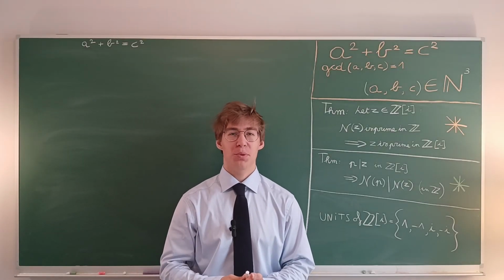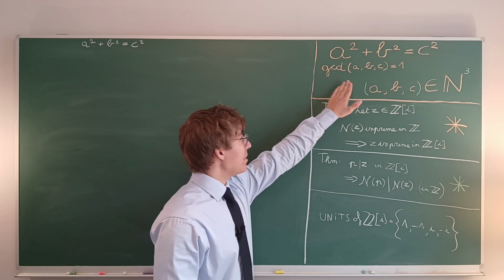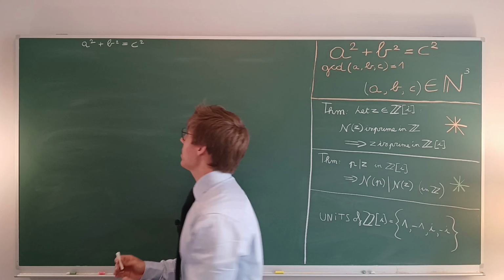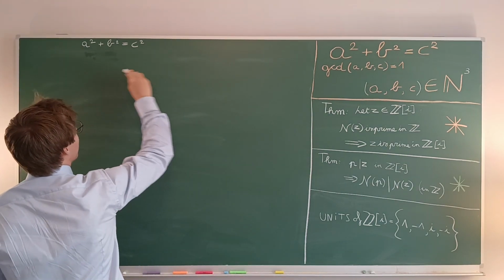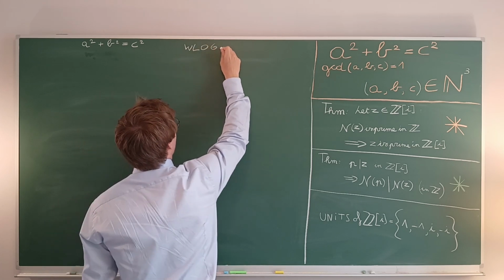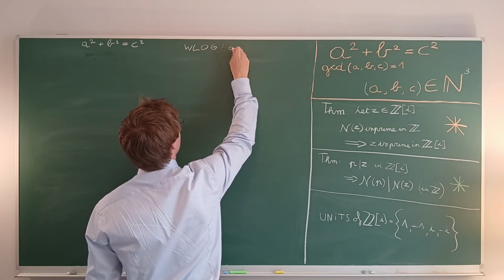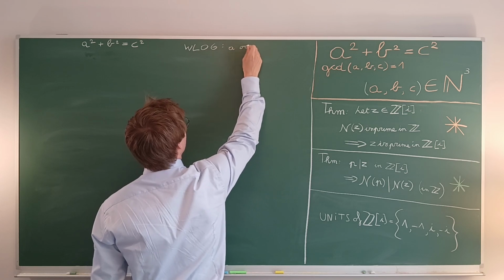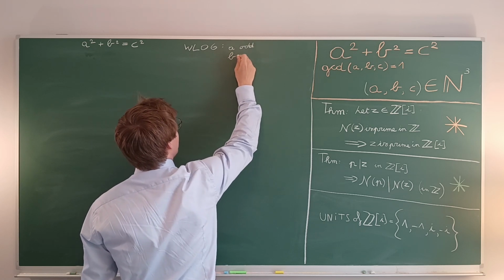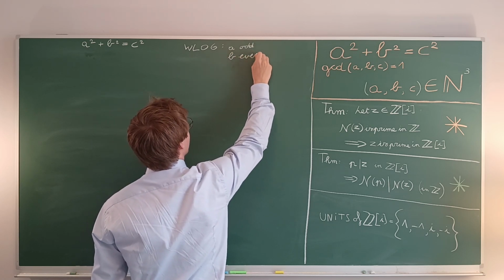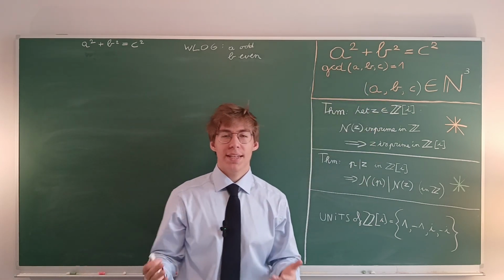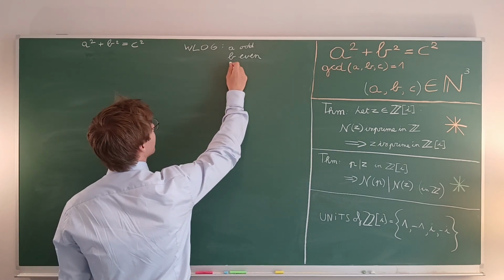Now we can finally start with the proof. We know that a, b, and c are co-prime and that the equality holds. So since a and b can't be both even, let's take, without loss of generality, that a is odd and b is even. And because a squared will be odd and b squared will be even, that will mean that c will also need to be odd.